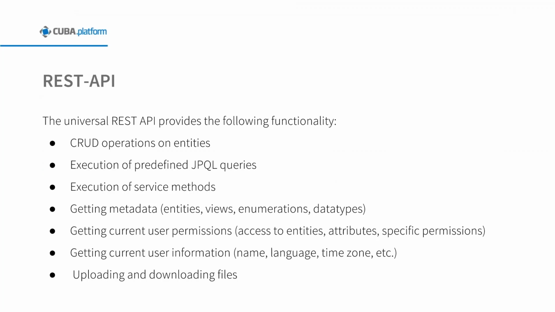The Universal REST API provides the following functionality: CRUD operations on entities, execution of predefined GPQL queries, execution of service methods, getting metadata such as entities, views, enumerations, data types, getting current user permissions, for example, access to entities, attributes, specific permissions, getting current user information like name, language, time zone, and uploading and downloading files.